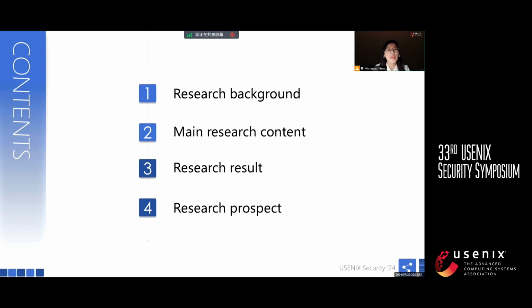There are four main aspects to this topic, starting from the research background. Then I'll introduce our proposed methods, and next, I'd like to show the results of our experiments. Finally, I'll introduce our future research directions.